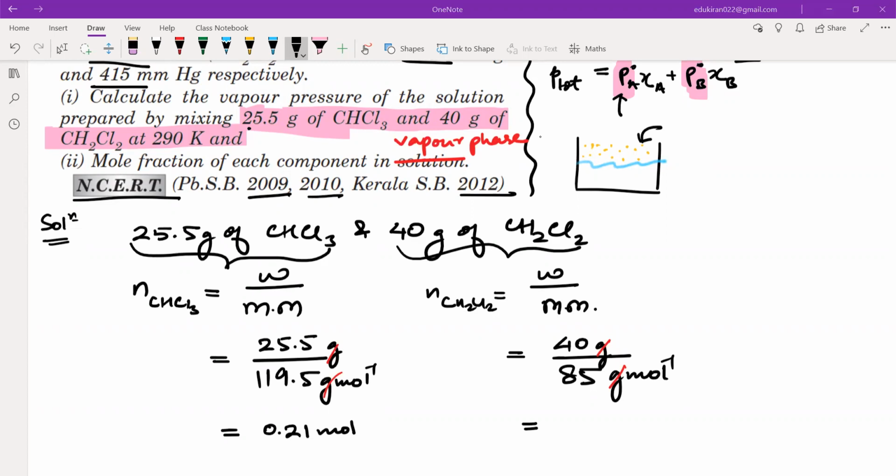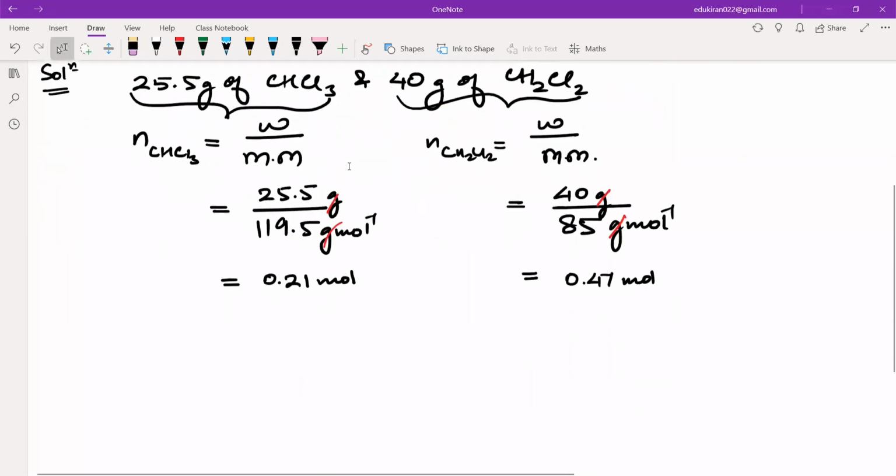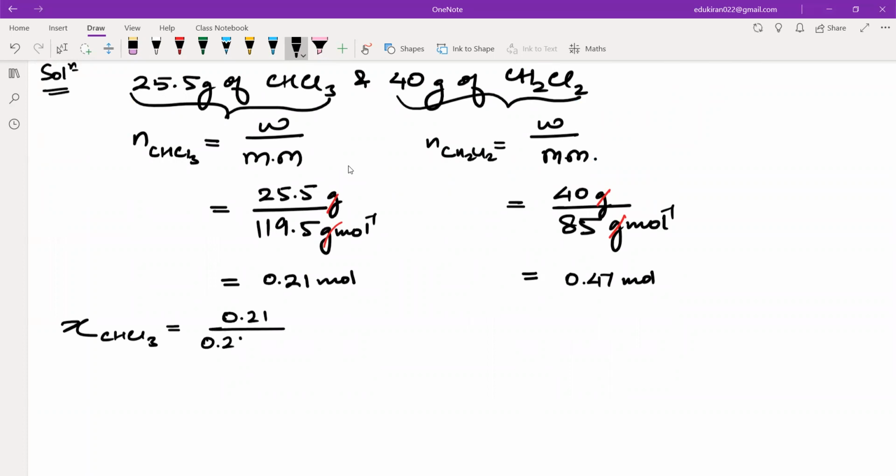Nearly like it should be near to 0.50. Very near, right? So it won't be 0.42, it is 0.47, two people gave that. I think that is the right answer. Okay, so this will be equal to 0.47 moles. Right. Now you can easily calculate the chi A and chi B. So mole fraction of CHCl3 will be equal to 0.21 upon 0.21 plus 0.47. Okay, calculate this and tell me what is the answer.